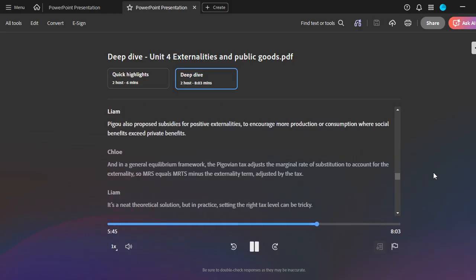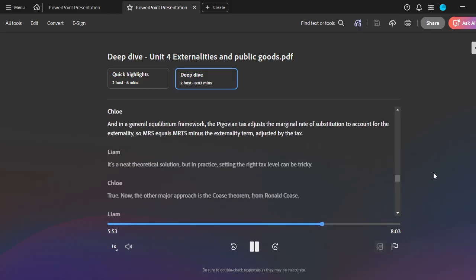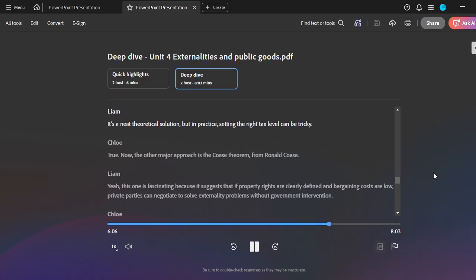Pigou also proposed subsidies for positive externalities to encourage more production or consumption where social benefits exceed private benefits. And in a general equilibrium framework, the Pigovian tax adjusts the marginal rate of substitution to account for the externality, so MRS equals MRTS, minus the externality term, adjusted by the tax. It's a neat theoretical solution, but in practice, setting the right tax level can be tricky.